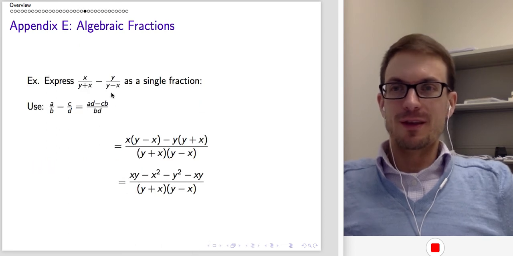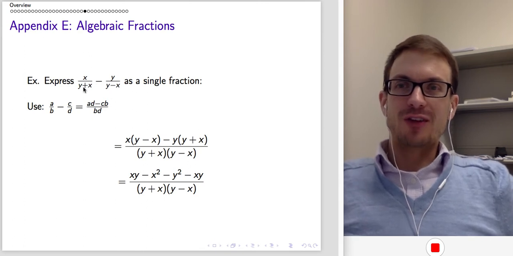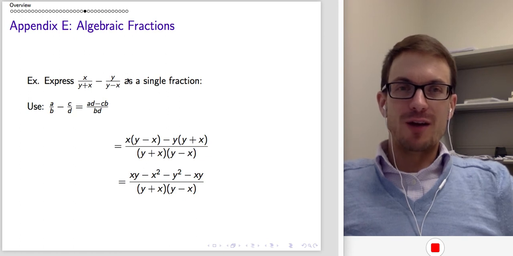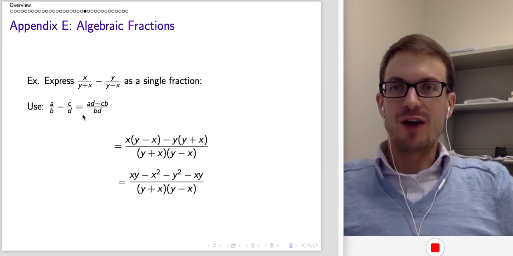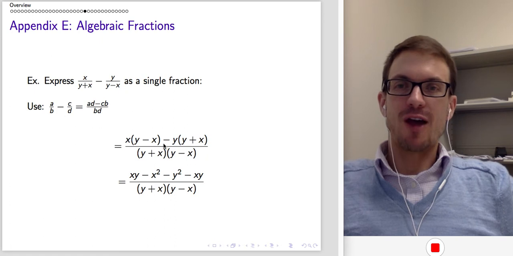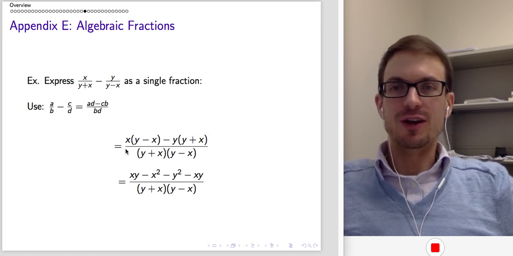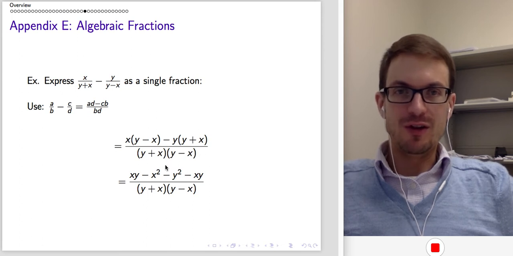Okay. Here's another one. Let's express x divided by y plus x minus y divided by y minus x as a single fraction. So here we're going to use our subtraction rule. And if you stare at this and work through this example, you'll see all I did is just got a common denominator and then did the subtraction.